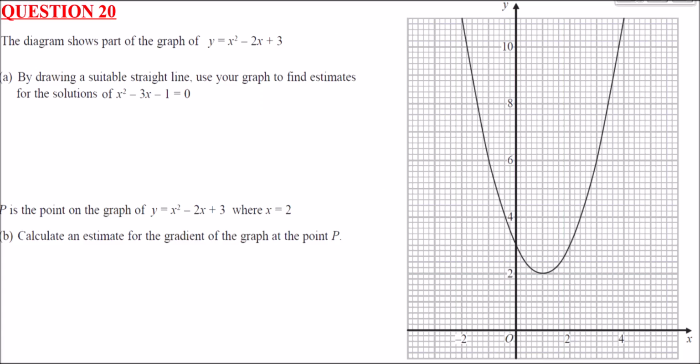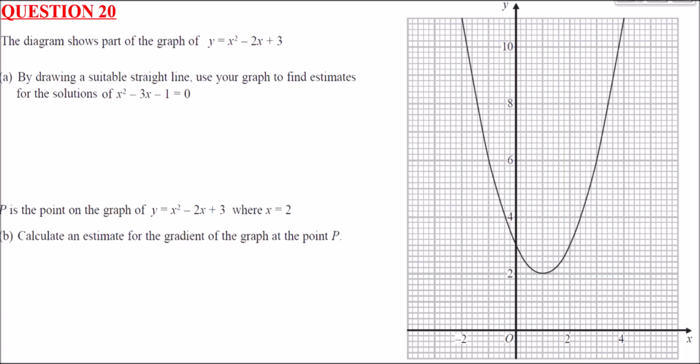Question 20, we've got a diagram showing part of the quadratic curve y equals x squared minus 2x plus 3. Part A, it says, by drawing a suitable straight line, use your graph to find estimates for the solutions of x squared minus 3x minus 1 equals 0. So what we need to do is to compare this curve to the equation we've actually got.